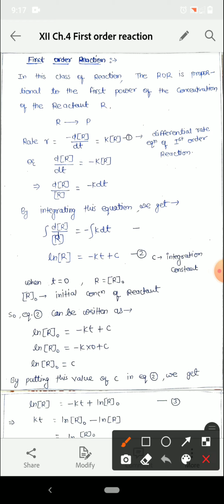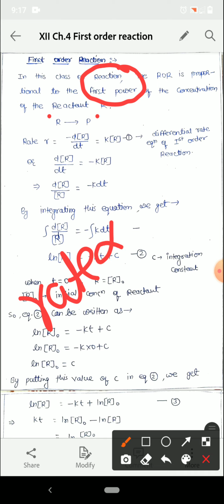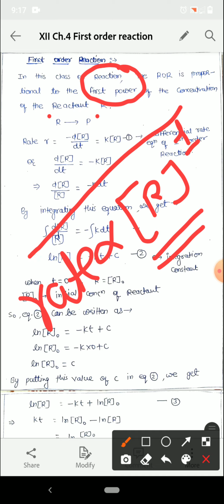In this class of reaction, the rate of reaction is proportional to the first power of the concentration of the reactants. It means, suppose we take the example that R converts into P and this reaction is of first order. So the rate of the reaction is directly proportional to the first power of the concentration of reactant, and this kind of reaction is called a first order reaction.